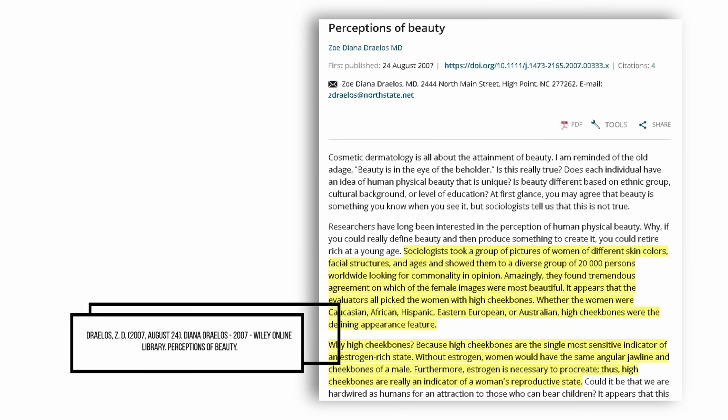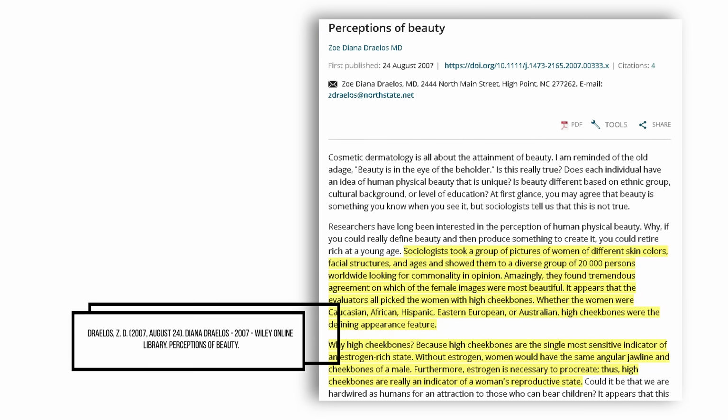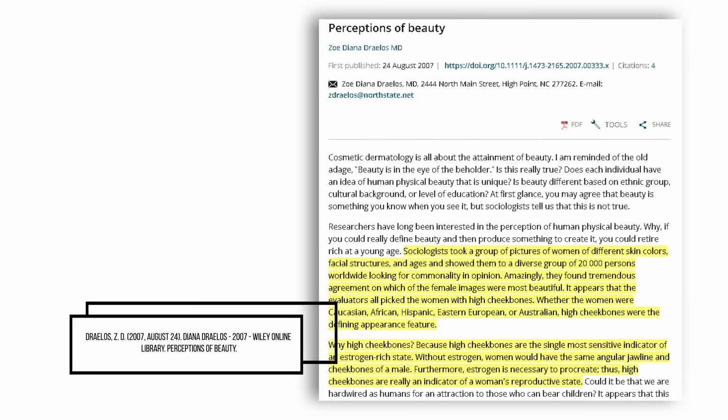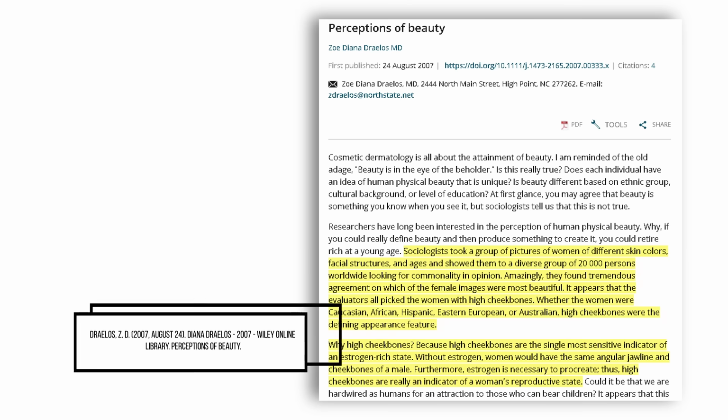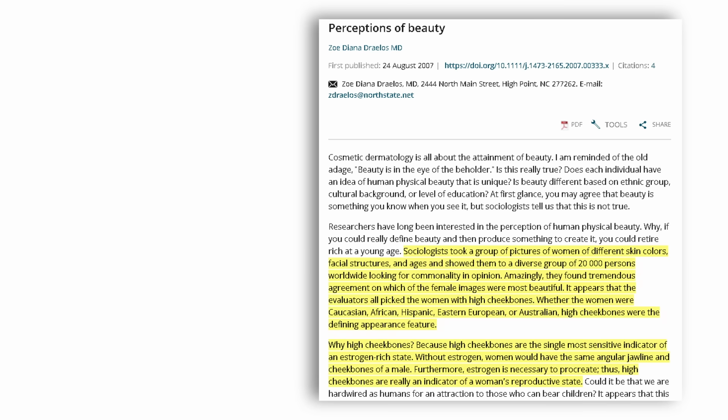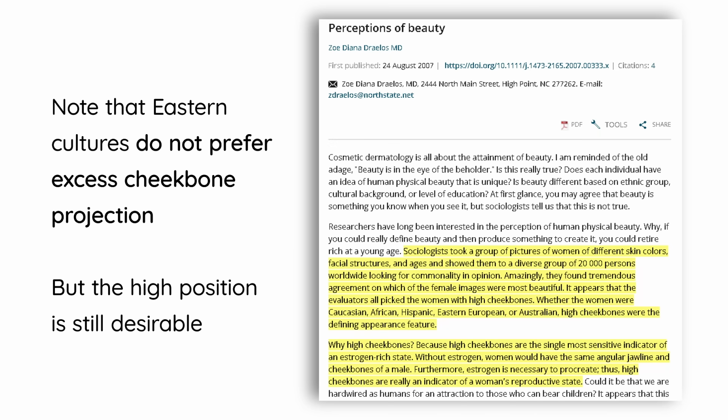Also, a study by Diana Drelos titled The Perceptions of Beauty found high cheekbones as a universal beauty indicator that transcends all skin colors, ethnicities, and facial structures. She notes how estrogen influences the development of cheekbones, and thus high cheekbones are a strong indicator of reproductive prowess for women, but also on men it's a feminizing characteristic, but it can still lead to a very attractive pretty boy look. And we've covered why pretty boy looks are desirable to begin with in another video.